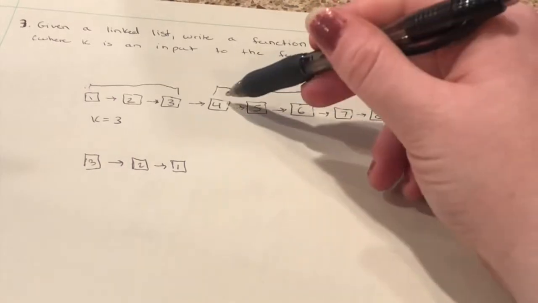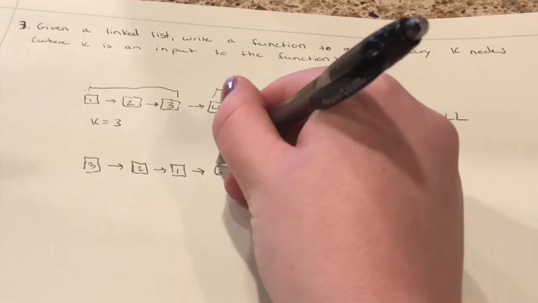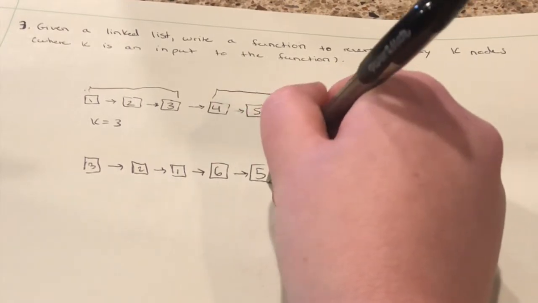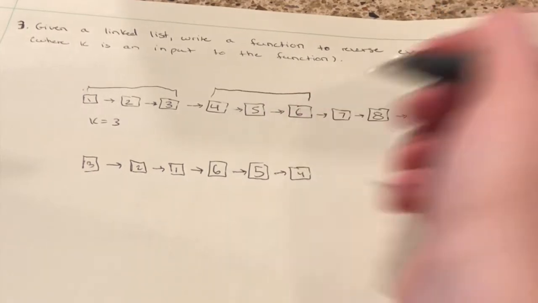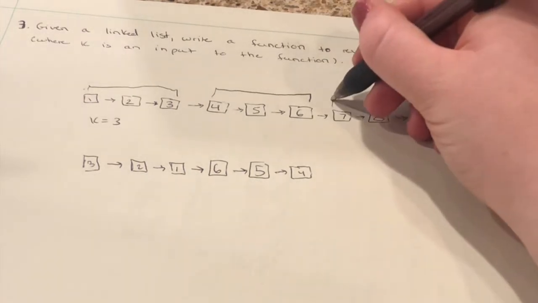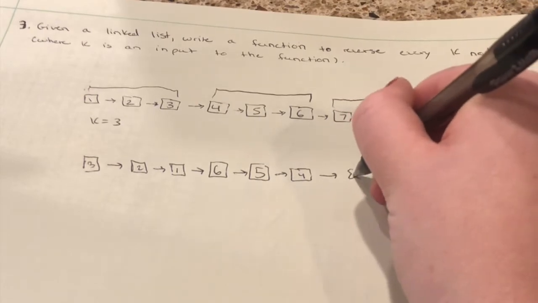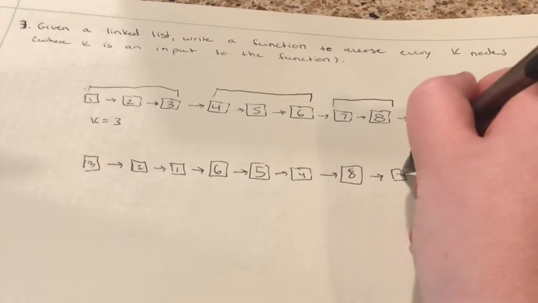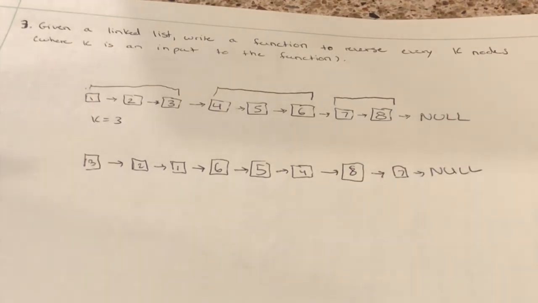So we will go here and reverse this. So then we would get 6, 5, 4. And then we're just left with 2. We don't have 3, so we'll just reverse the last 2. So this is what we're looking for.